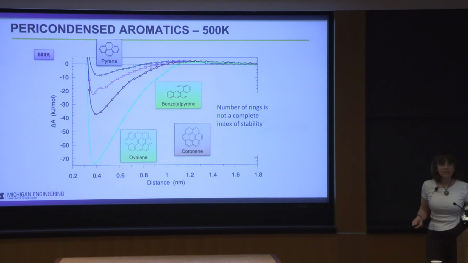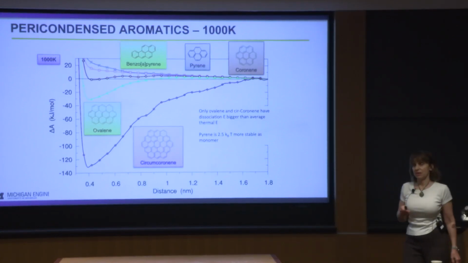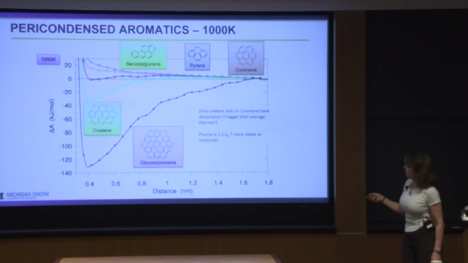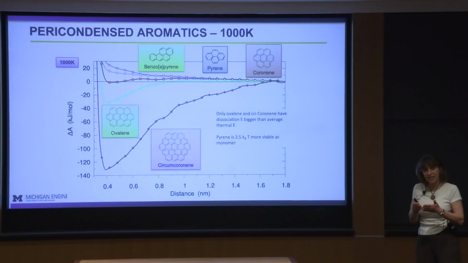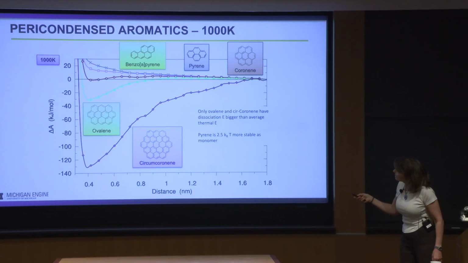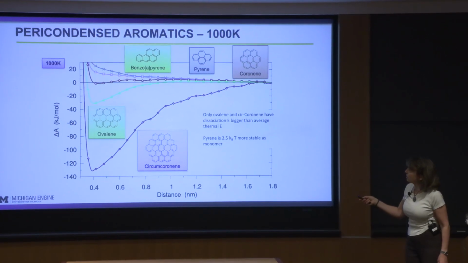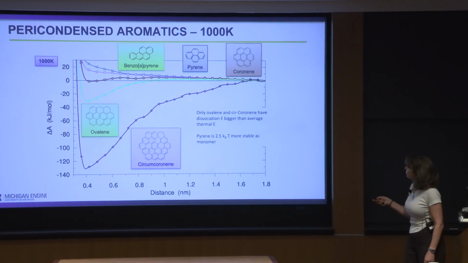Okay, so what else could be important? Look at this now. 1,000 Kelvin. Same picture, now you know what that is. First of all, pyrene. Pyrene, if you place it at 1,000 Kelvin with another pyrene, is not going to form a dimer. There is no way. The line is up here. It is the first one, gray. The energy is above zero, right? So pyrene does not form a dimer at 1,000 Kelvin.